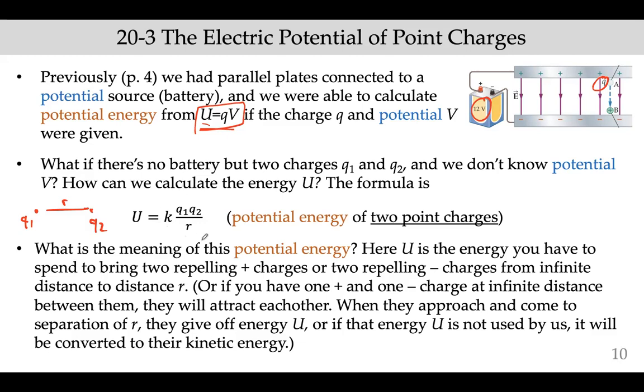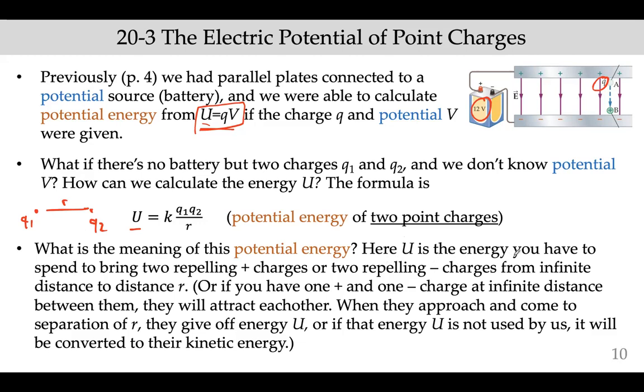It looks like the Coulomb force, except in the force we have R squared, but for the potential energy, we have just R, not R squared. So this is the potential energy of two point charges. Now, what is the meaning of this potential energy?